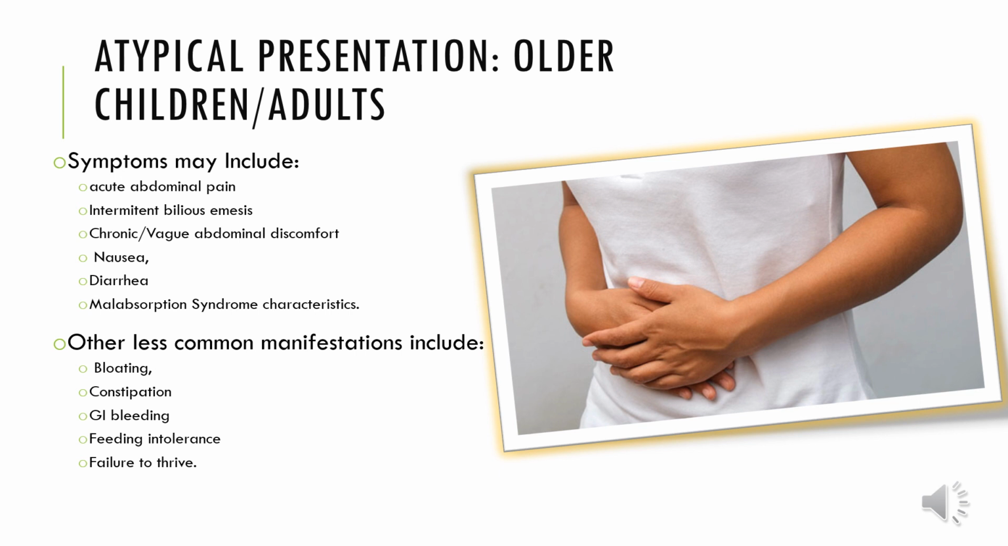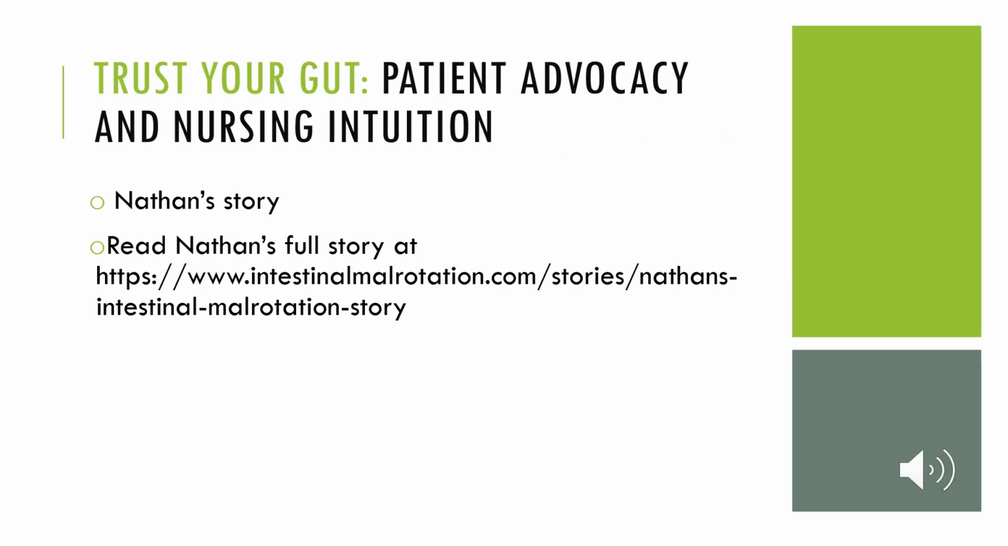A typical presentation in older children or adults may include acute abdominal pain, intermittent bilious emesis, chronic and vague abdominal discomfort, nausea, diarrhea, and malabsorption syndrome. Other less common characteristics would include bloating, constipation, GI bleeds, feeding intolerance, and failure to thrive. I'm now going to read you two stories about malrotation with volvulus.